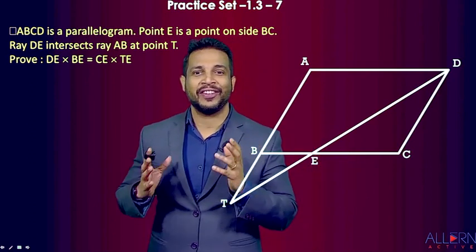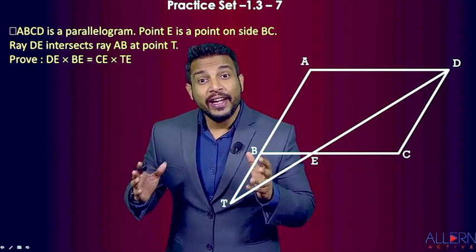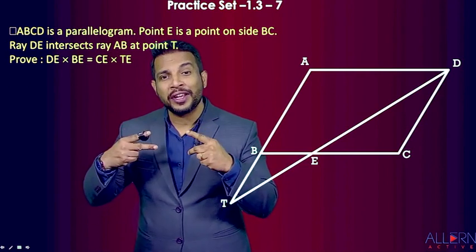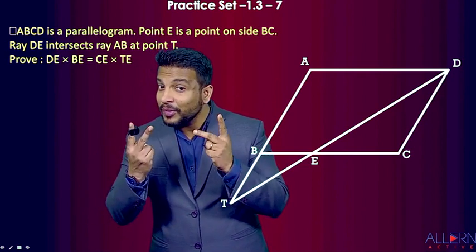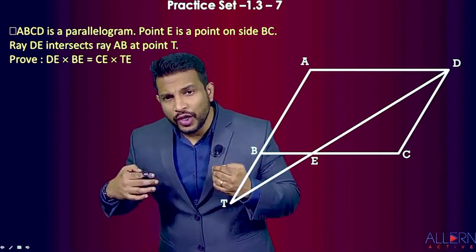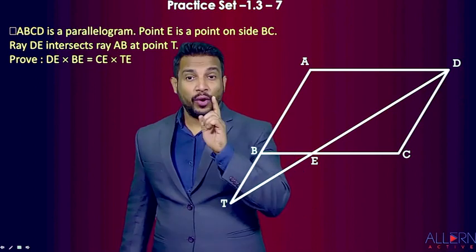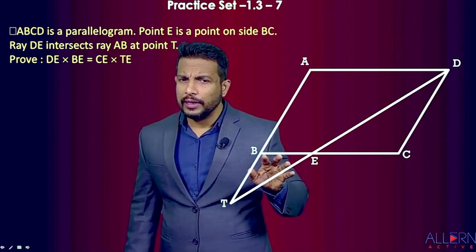Now understand this. This is very important. I've already said whenever we want two products to be equal, two products will be equal when two ratios are equal. So remember, two products will be equal when two ratios are equal. And two ratios will be equal when two triangles are similar. Right? So in order to get this, there are triangles here.